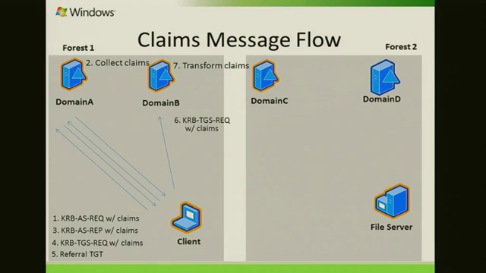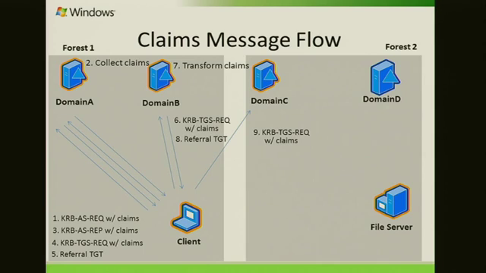So they're going to transform those claims in whatever way they've been configured to, and then repackage them into a referral ticket saying, go talk to domain C, right? That's kind of an optional step. You don't have to transform claims on the way out. If you'd like to, that's great, but it's more of a privacy thing.